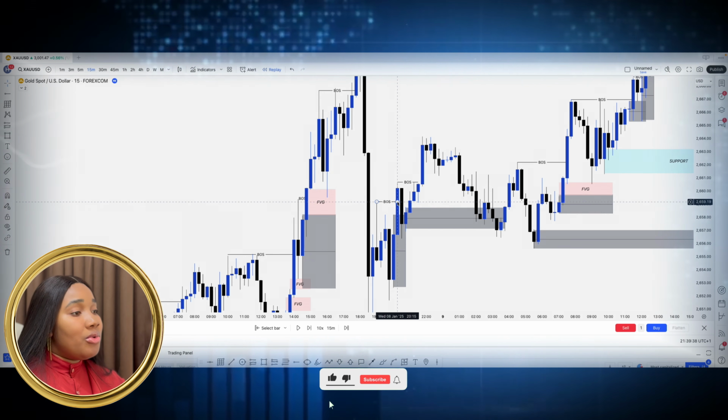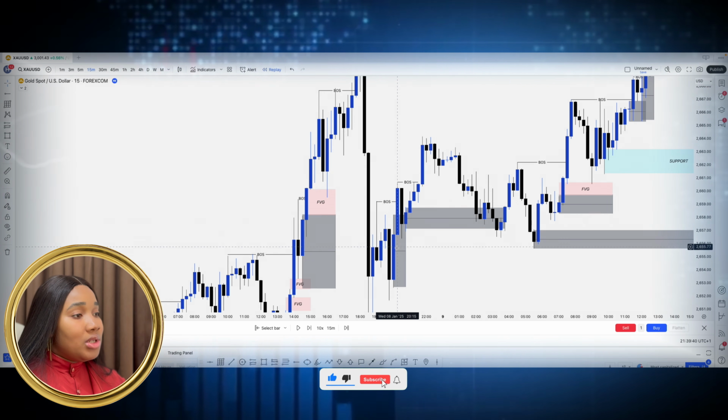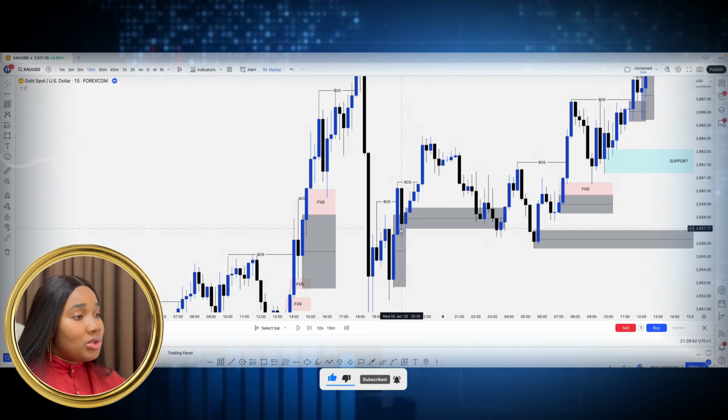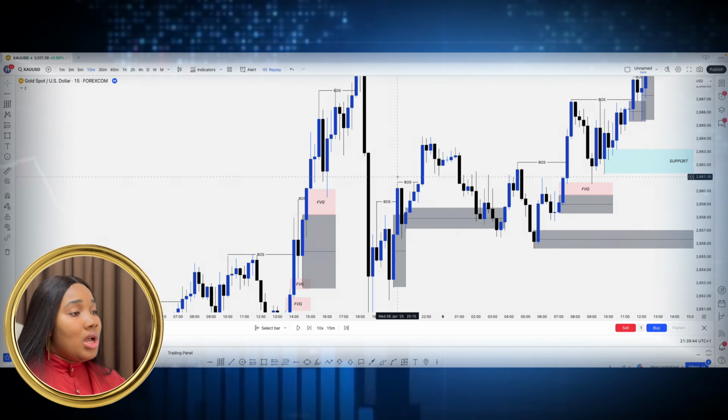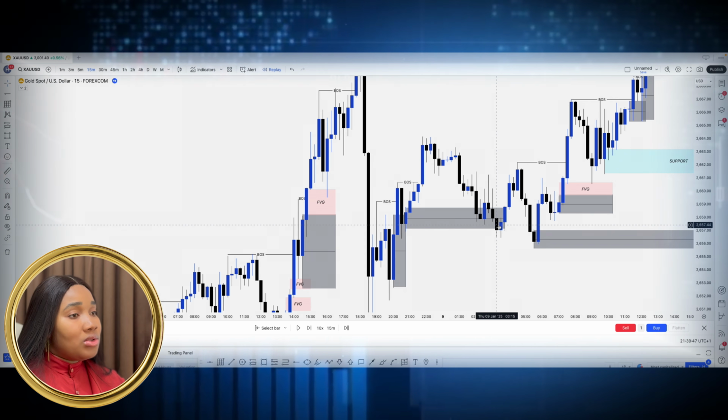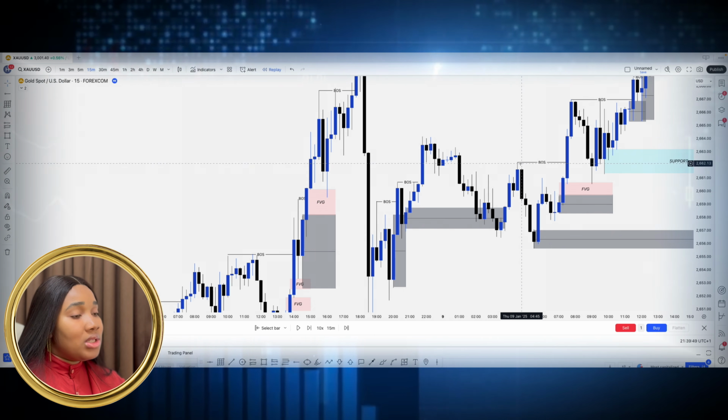So you can see a break of structure here. This being the origin, price came back into the order block. So here, the order block is dishing out the moves. Another break of structure, price came back into the order block, dished out movement.